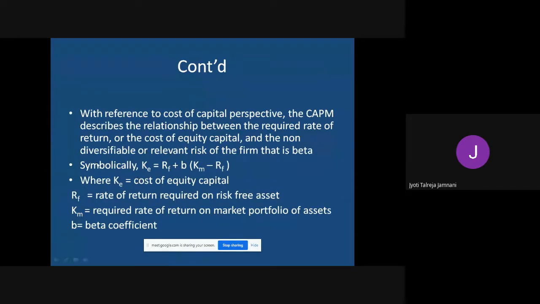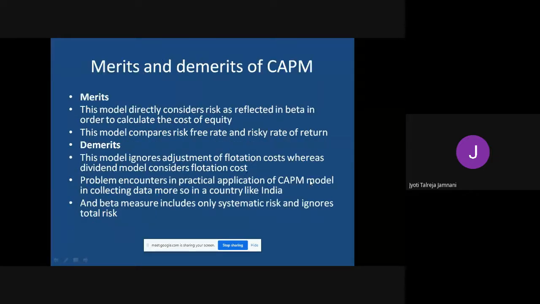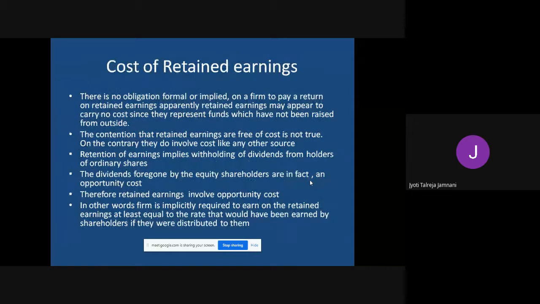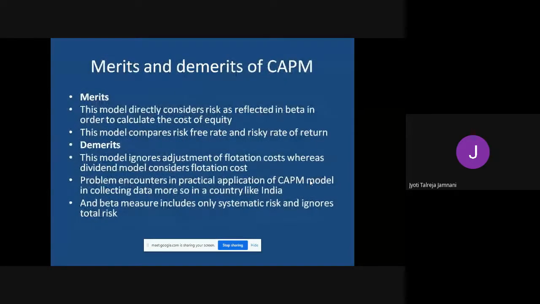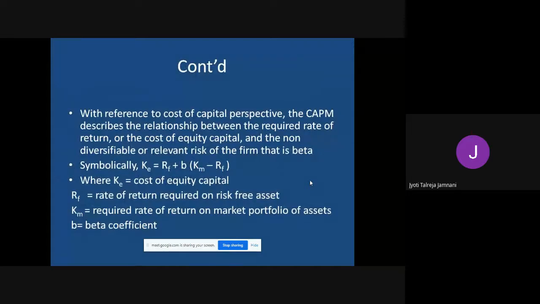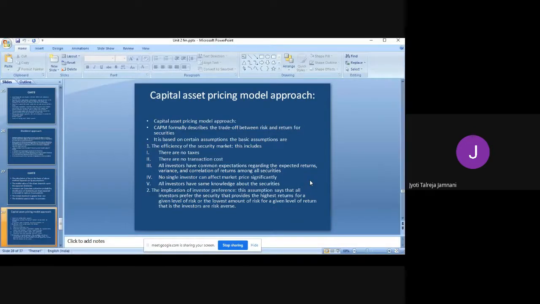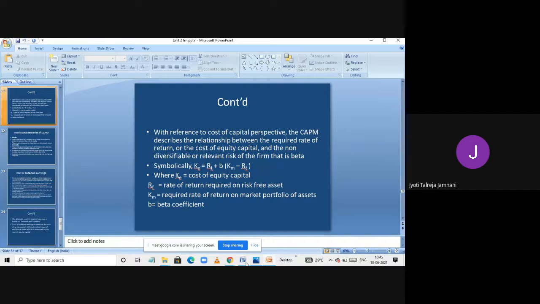So this is a formula that we basically use for finding the CAPM. I'll explain this formula. We'll not go into the merits and demerits. We'll start solving the sums after that. With reference to the cost of capital perspective, the CAPM describes the relationship between the required rate of return, or the cost of equity capital, and the non-diversifiable or relevant risk of the firm, that is beta. I have written this formula in the Word document. I'll take you there and explain.